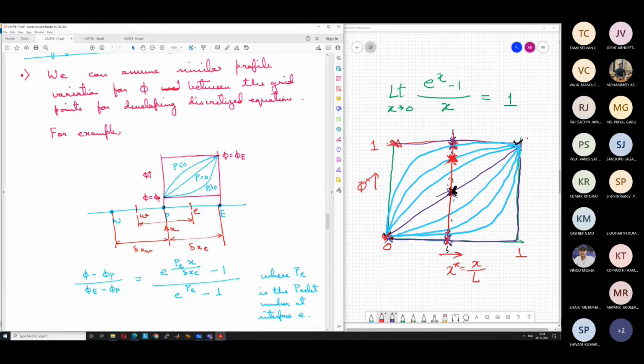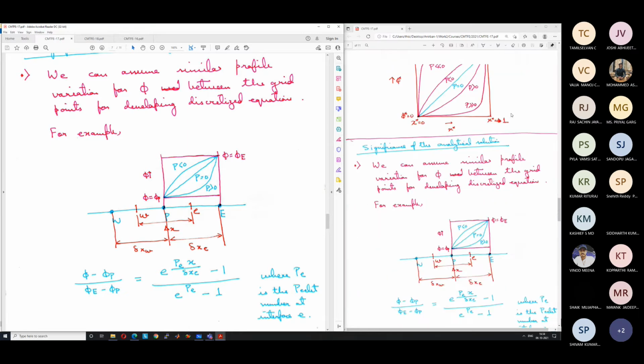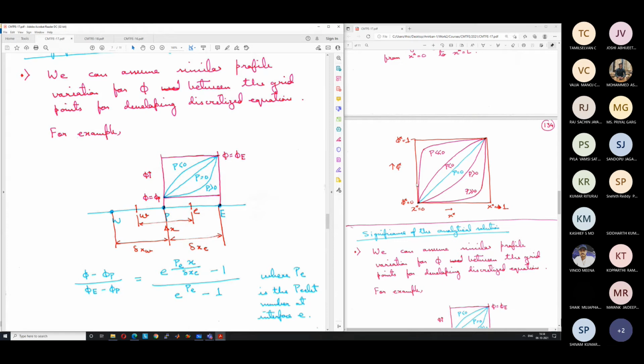Because we now know that the variation is exponential in nature for a convection diffusion problem, what we can assume is that between two adjacent grid points, instead of assuming a linear profile, we can assume the exact profile that we have derived. I will just keep this diagram open. So we have derived this profile. From P to E, at P we know the value phi P. Values are stored at grid point P, and at grid point E also values are stored, which is phi E.